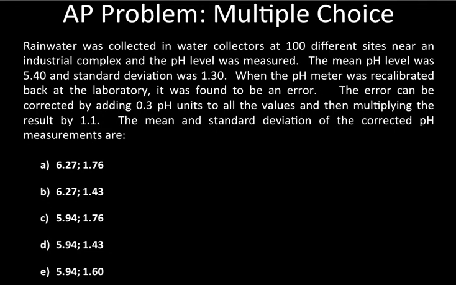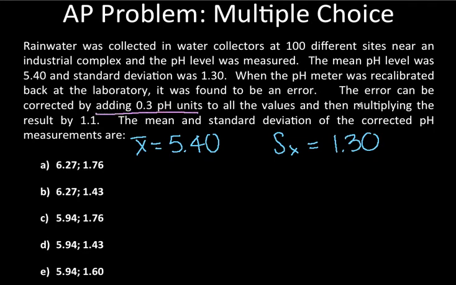So right now we're working with the mean, which is given, it's supposed to be 5.40, and we're also working with standard deviation, which is 1.30. And then it says that the error can be corrected by adding 0.3 pH units and then multiplying the result by 1.1. So the first thing you do is add 0.3.